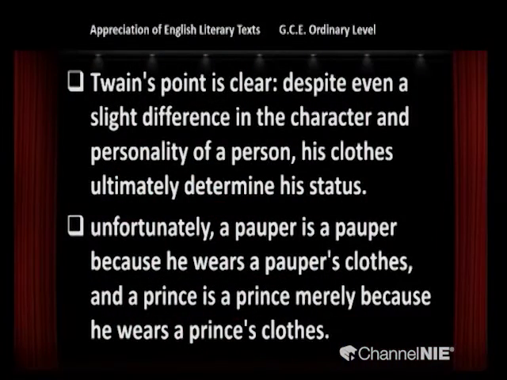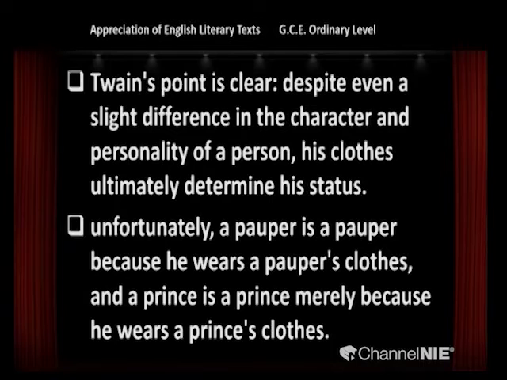And you can notice he was not allowed to express his feelings even, and he thinks the boy is not mad, so he felt something different. So you can see these two suspicions are contrasted, mother's suspicion and Lord St. John's suspicion. Yes, Twain's point is clear. Despite even slight difference in the character and personality of a person, his clothes ultimately determine his status.